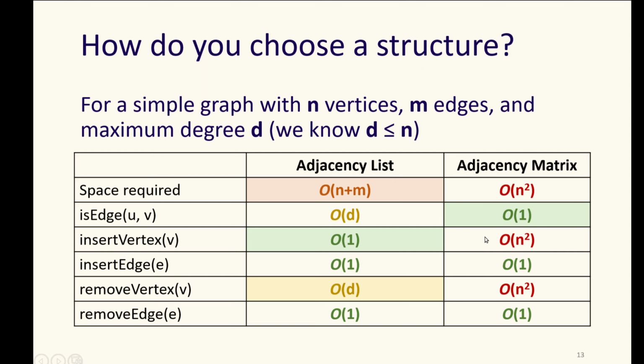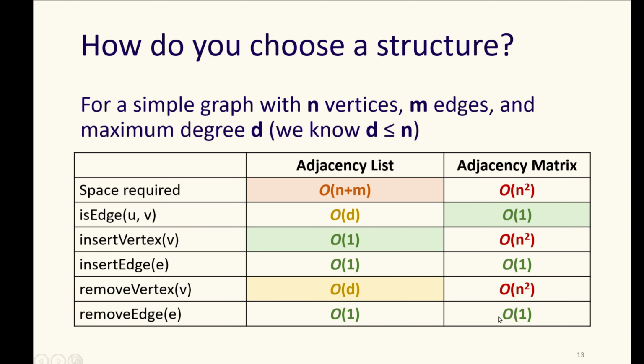Versus in an adjacency matrix, adding a vertex is complicated because we have to resize our matrix. And so that's going to be O of n squared to resize the matrix, copy over all values, and add new values for that newly added vertex. Inserting an edge in an adjacency matrix is as simple as flipping a 0 to a 1. Removing a vertex is the opposite.